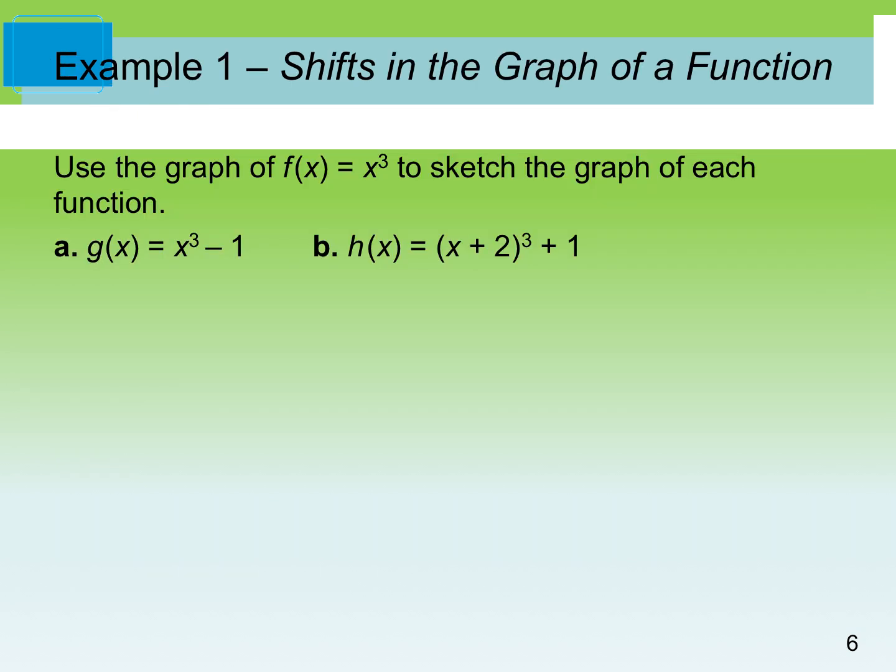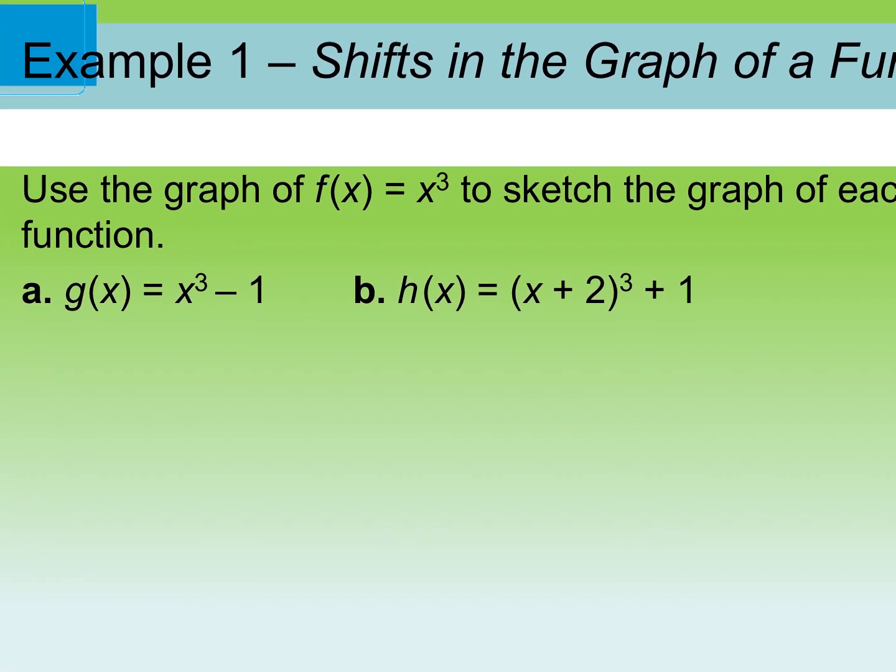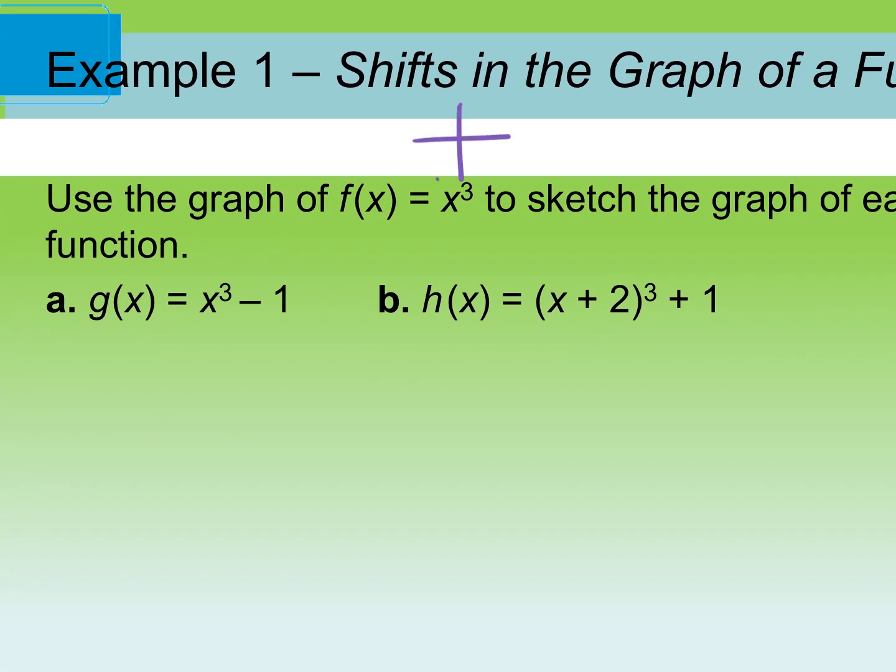In example 1, it says use the graph of x cubed to sketch the graph of each function. Our x cubed graph looks like this. This is our parent function. Now we're going to take our parent function and shift it however our new function says. When we subtract 1, which way does our graph get shifted? Down. Awesome. We're subtracting 1 on the outside, so we'd move down 1. We just take our parent function and shift it down 1. So now our new graph would look like this.